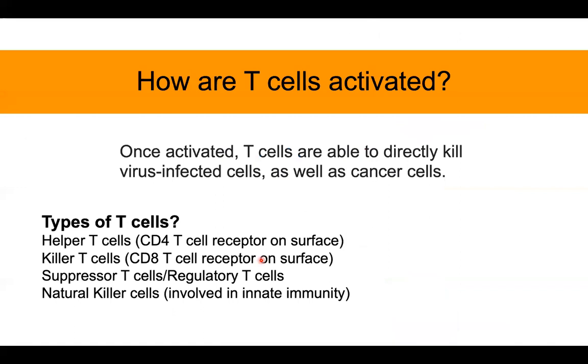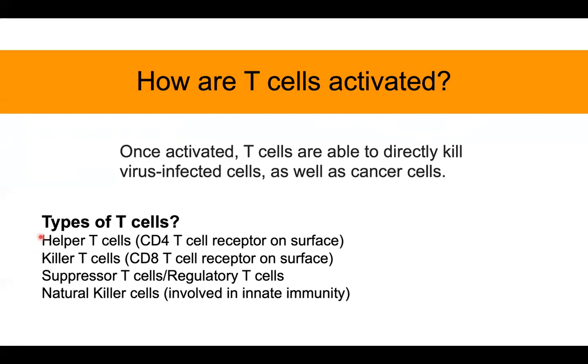All right, so we're going to switch gears and we're going to start talking about T cells. T cells are the other arm of the specific immune system, and they're generally associated with cytotoxic or cell-specific immunity. And if they are activated, they can directly kill virus-infected cells as well as cells that are damaged or cancerous. And there are 4 groups of T cells.